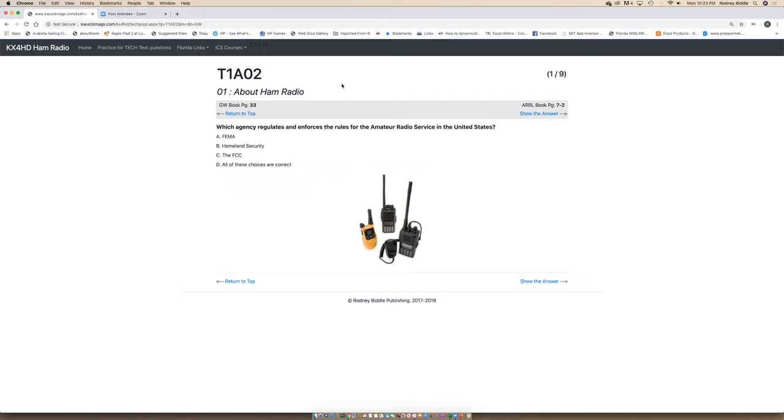So if you go to T1 A02, and for instance, you think that the answer is D, don't try and memorize a relationship that T1 A02 is D. It's not. It will be A, B, C, or D. The answers will rotate. So in this case, the four answers we've got are FEMA, Homeland Security, the FCC, or all of these choices are correct.